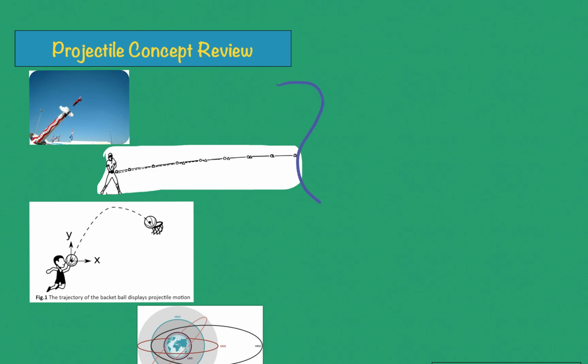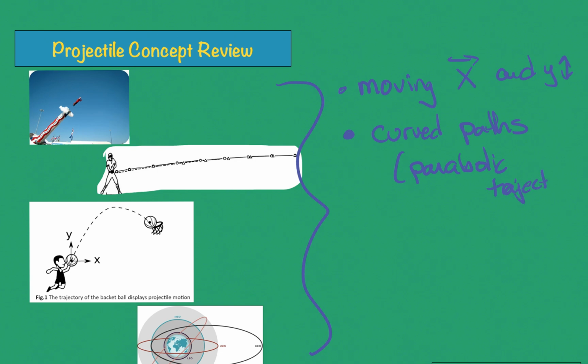So what do all of these have in common? All projectiles are moving. They move in two dimensions. They move in the x direction and they move in the y direction. They can be up or down. The result of that is that they have curved paths, and the better way to describe that is a parabolic shape. And specifically, it's a trajectory. So parabolic trajectories are the shape.